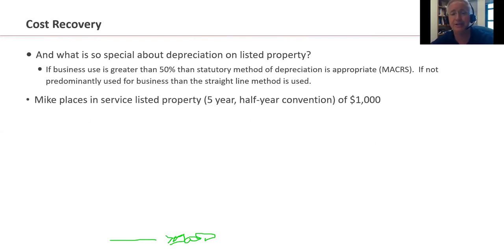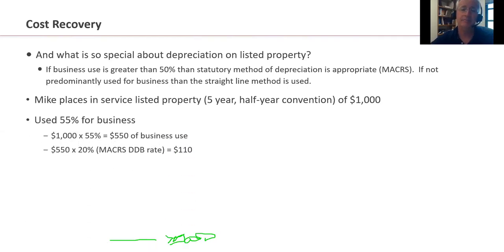So if Mike places in service listed property, five-year, half-year convention of $1,000 and uses it 55% for business, well, 1,000 times 55 is 550. So think of it as of that asset, the business use portion of it is $550. He uses straight up MACRS depreciation. So it goes to the table, half-year life, 5 years, first year, 20%. He takes $110 of MACRS depreciation on it, right? So that's just applying typical MACRS to a partial business use asset.